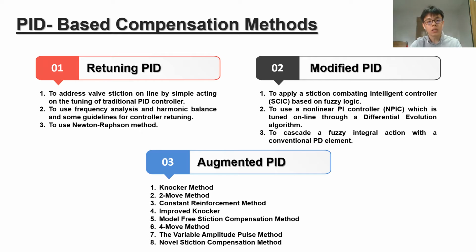Lastly, adding the compensator block to the PID controller, also known as augmented PID, will be another approach of the PID-based compensation method. This method will be our main focus today, since it can guarantee the disturbance rejections and setpoint tracking in the control loop and remove the impact from the sticky valve. There are 8 different types of methods, and the comparison will be made among them.